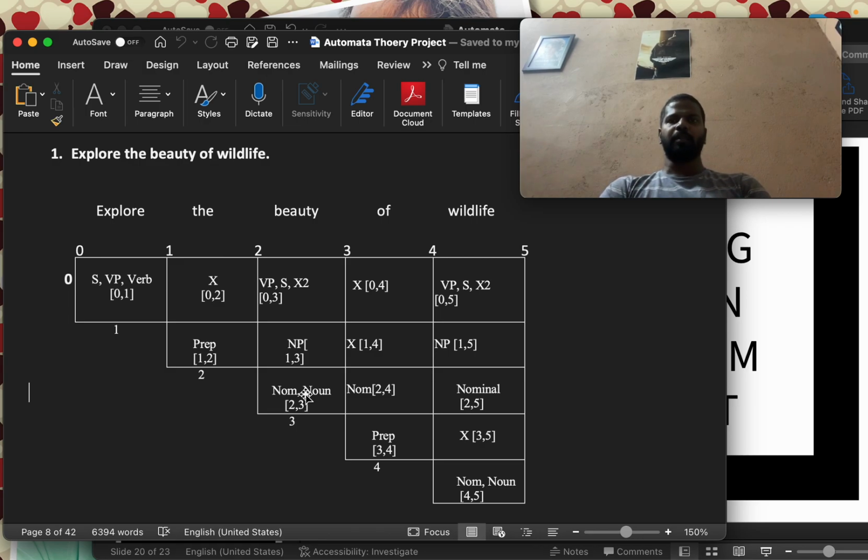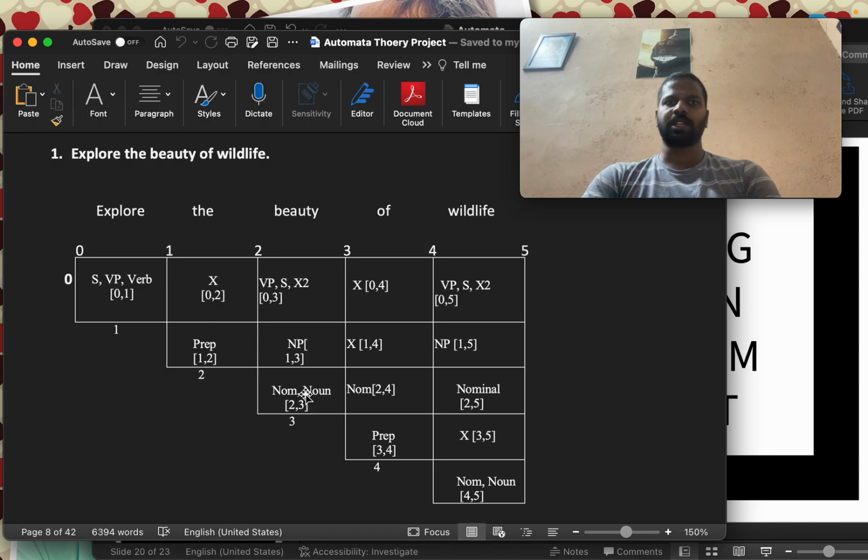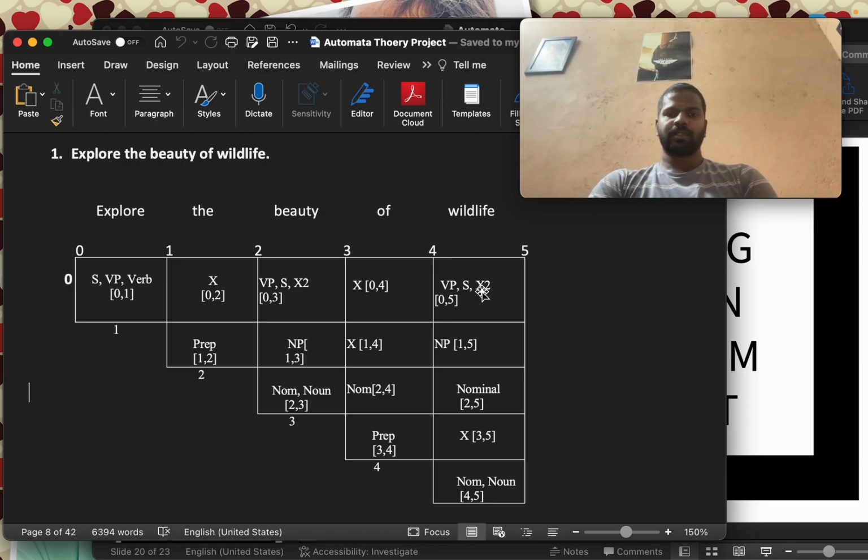Each step involves applying the production rules of the grammar to generate new non-terminal symbols and eventually constructing the parse tree for the sentence. The final step 0 5 is a S sentence VP verb phrase X2 is going to give VPS X2. Shows the derivation of the entire sentence using the previously derived non-terminal symbols VPS and X2 as well as terminal symbol NP. Overall, the derivation process demonstrates how the CKY parsing algorithm systematically builds the parse tree for a sentence by combining smaller constituents according to the rules of the grammar.